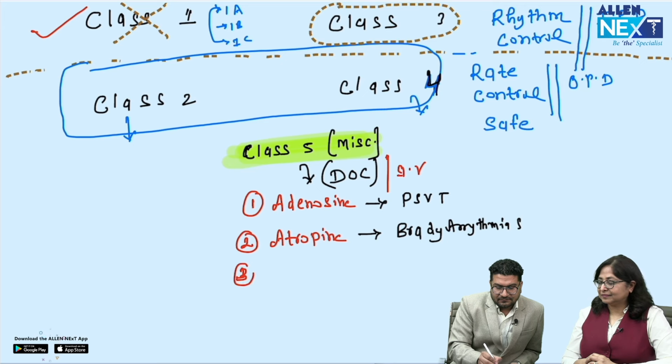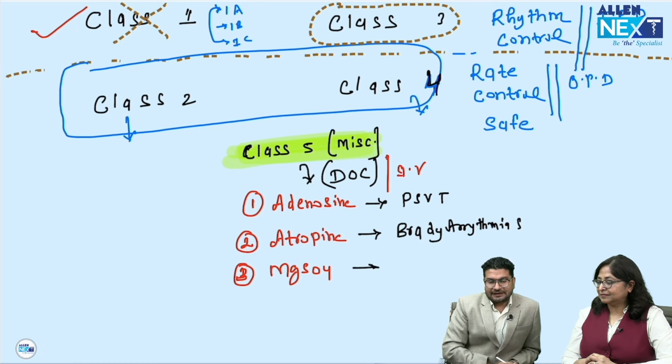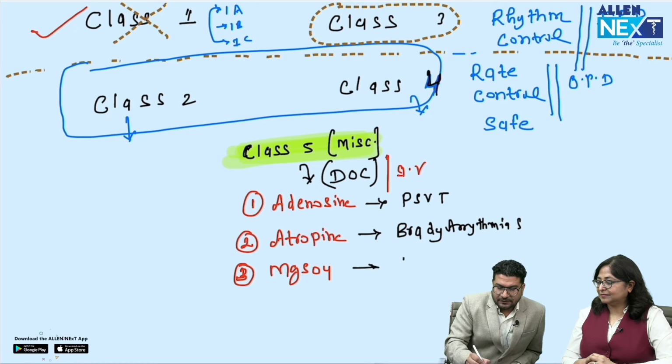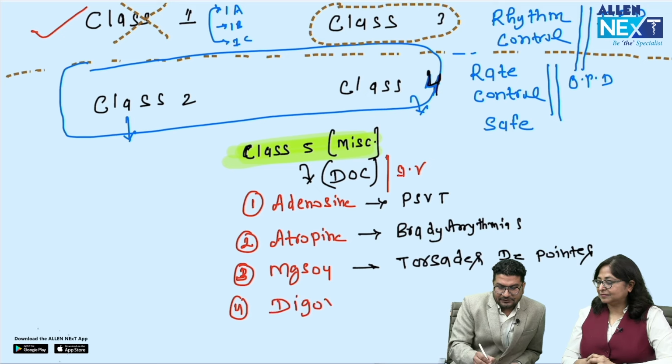The third drug here is MgSO4, magnesium sulfate. This magnesium sulfate, MgSO4, is the drug of choice for Torsades de Pointes. The fourth drug is the one which has inotropic action, digoxin.